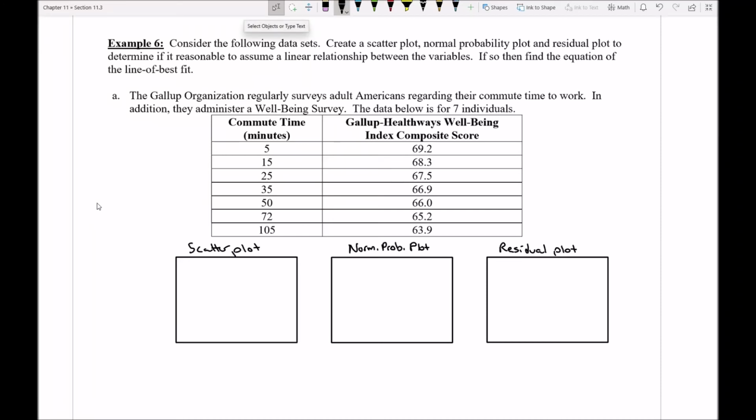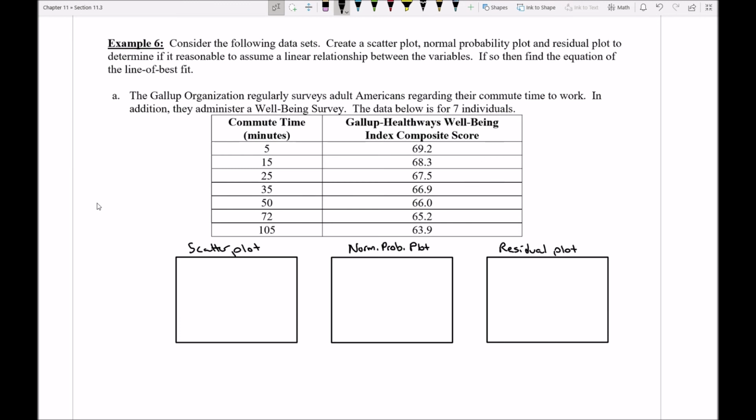In this video, we're going to take a look at example number 6. Let's see what it says. Consider the following data sets. I want to create a scatter plot, normal probability plot, and residual plot to determine if it's reasonable to assume a linear relationship between the variables. And if there is, then I should find that line of best fit. Okay, so let's take a look at part A and see what we have.